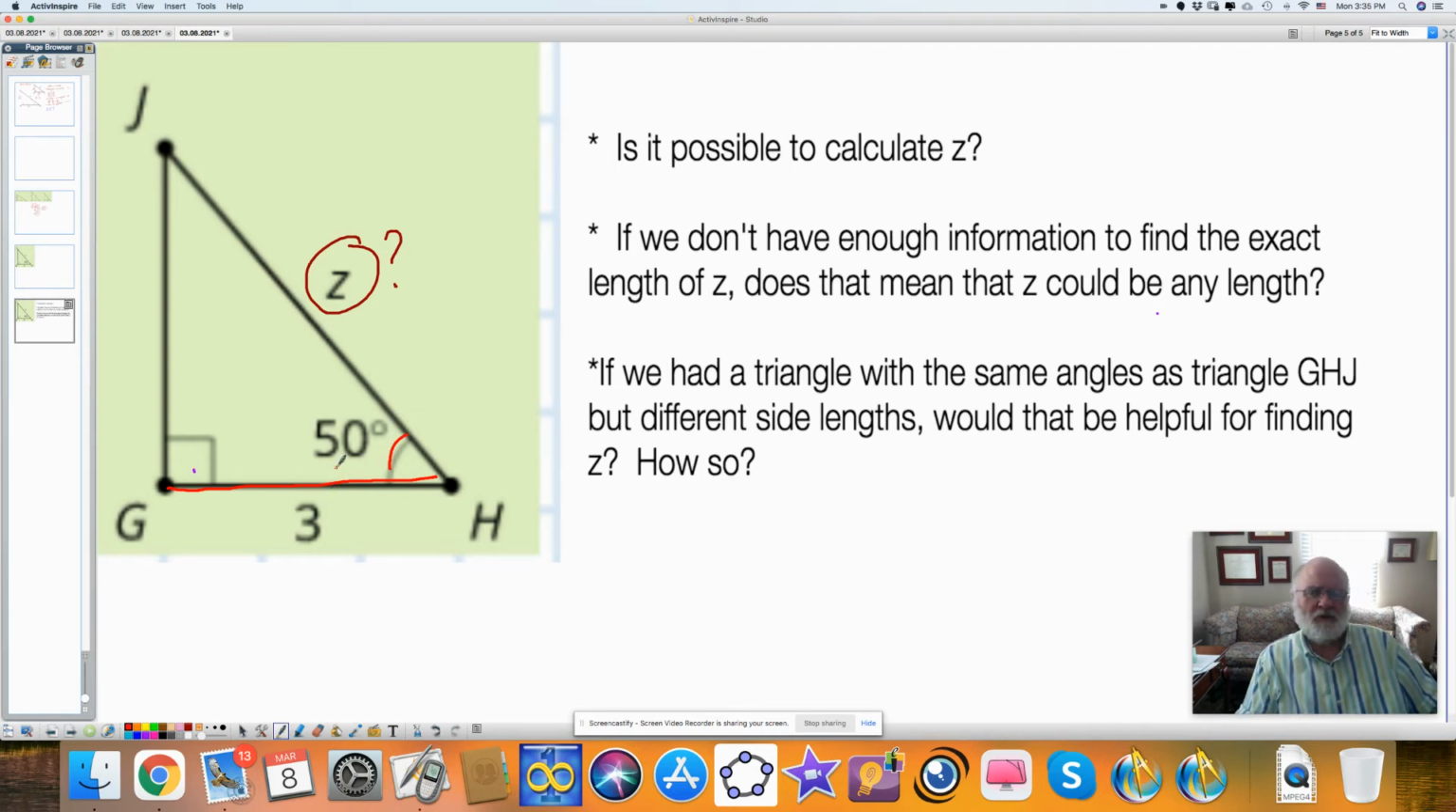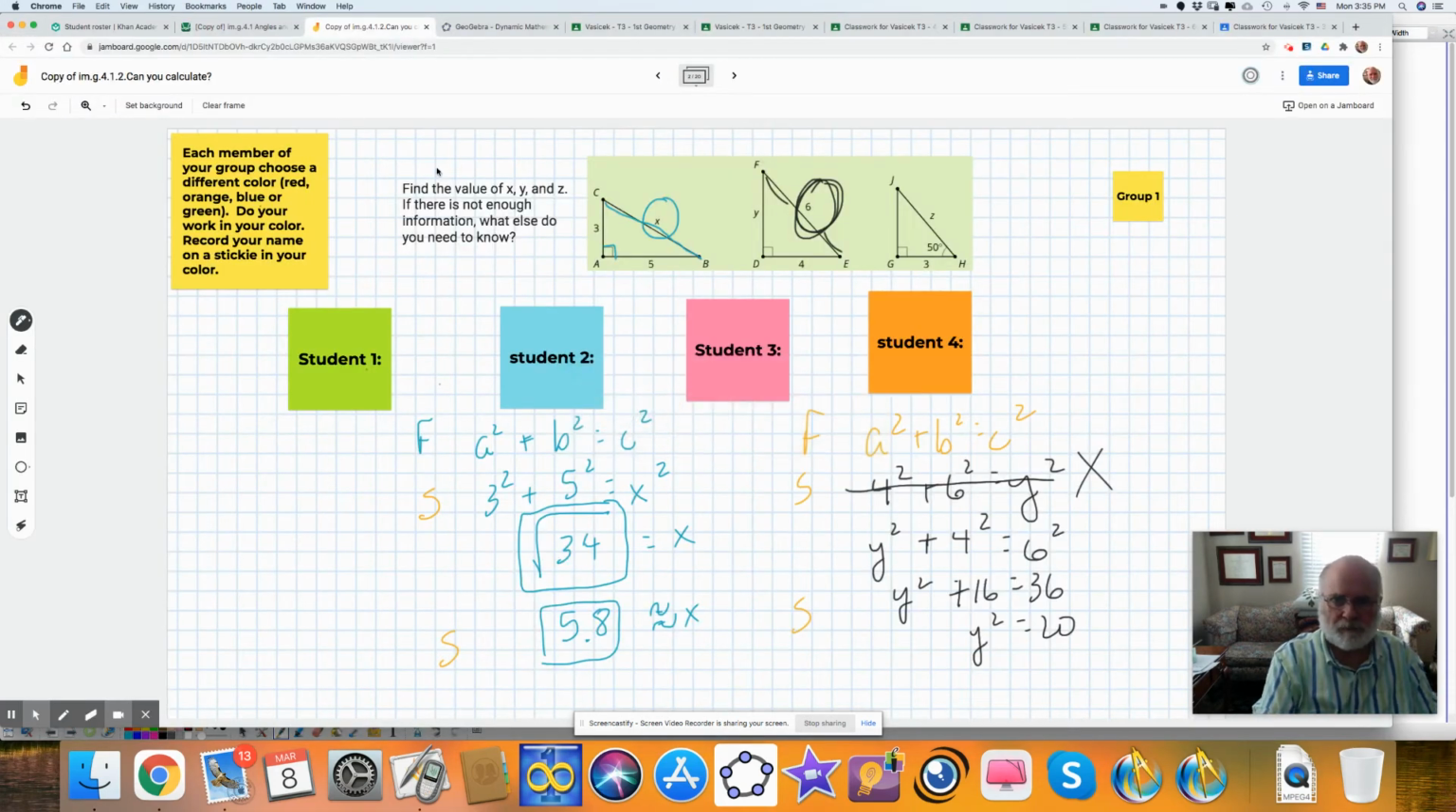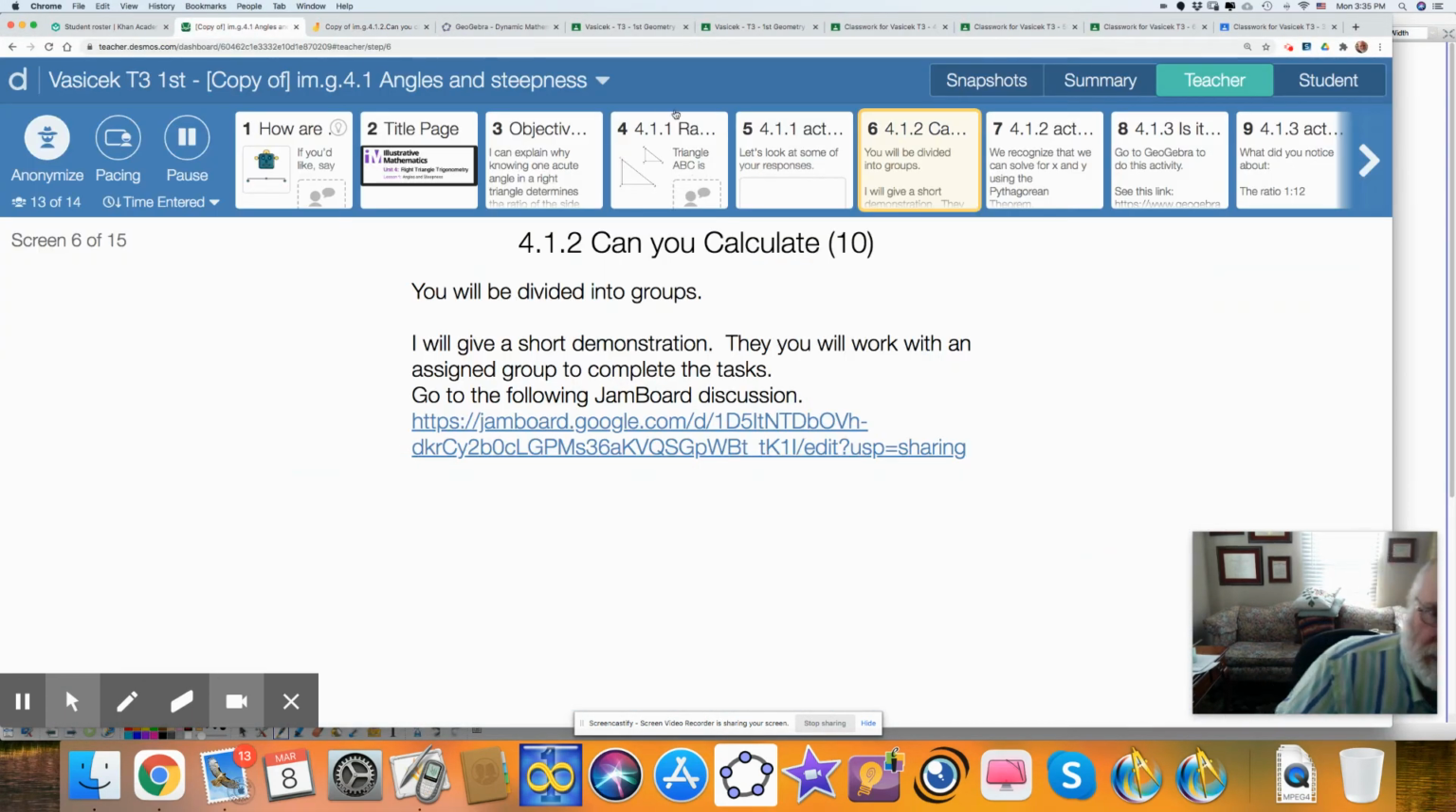If we don't have enough information to find the exact length of z, does it matter? Could it be any length? If this is 50 degrees and this is 3? These 3 angles have to add up to 180, so this is 90 plus 50 plus 40; this is a 40-degree angle. These 2 angles have to add up to 90, 90 plus 90 is 180. So this is 40. If I had another triangle that was a 40, 50, and 90, and I knew the side lengths here and here, couldn't I use them to make a proportion? And that's going to be interesting for us to see. Let's see what else in this lesson.